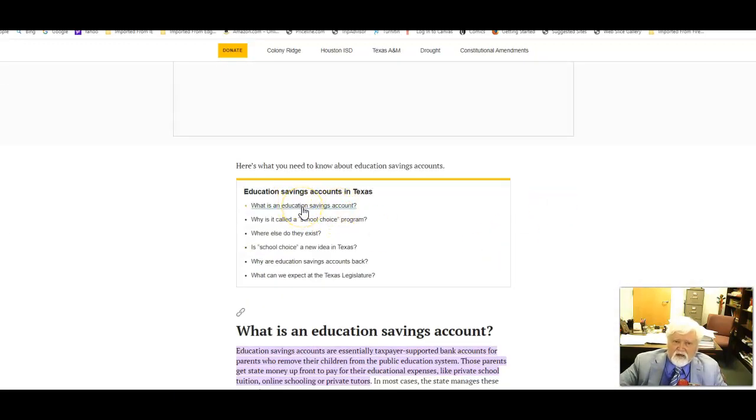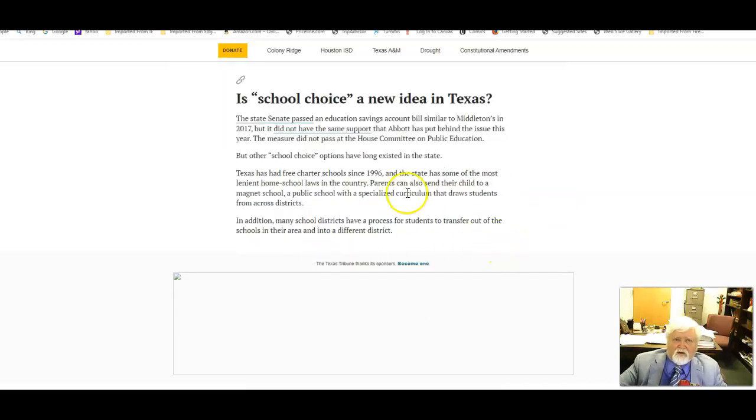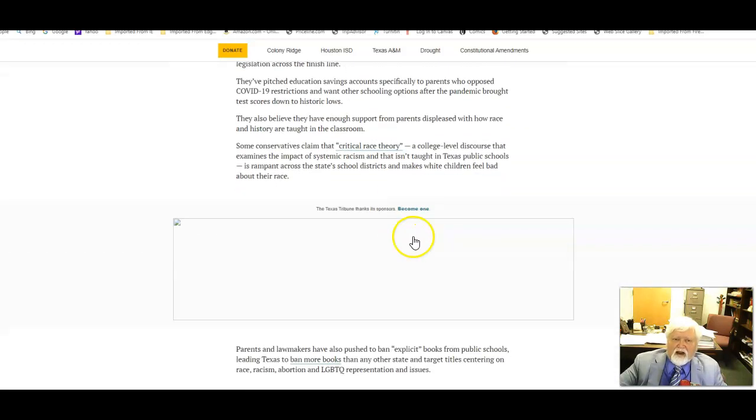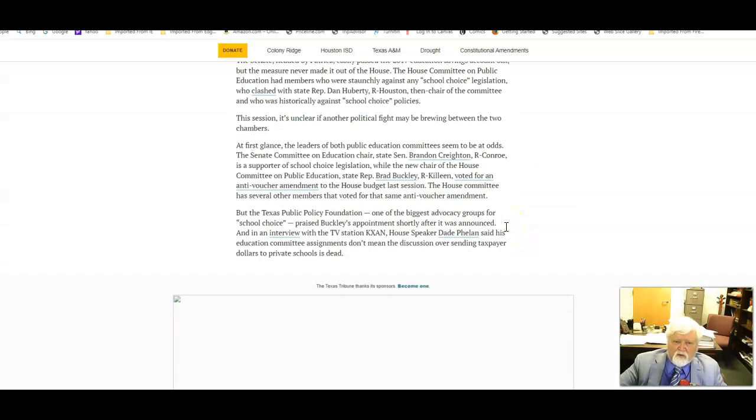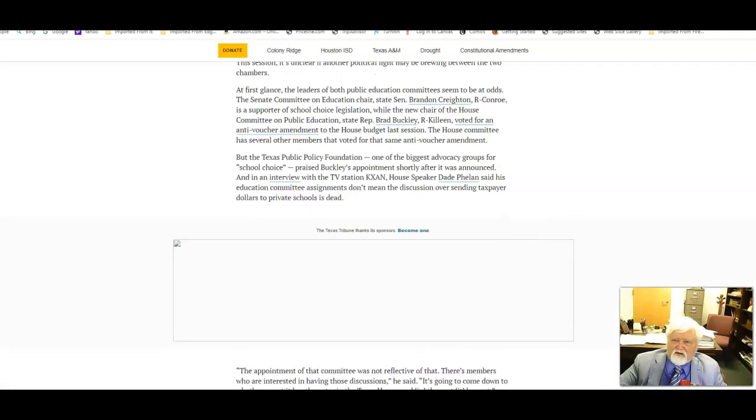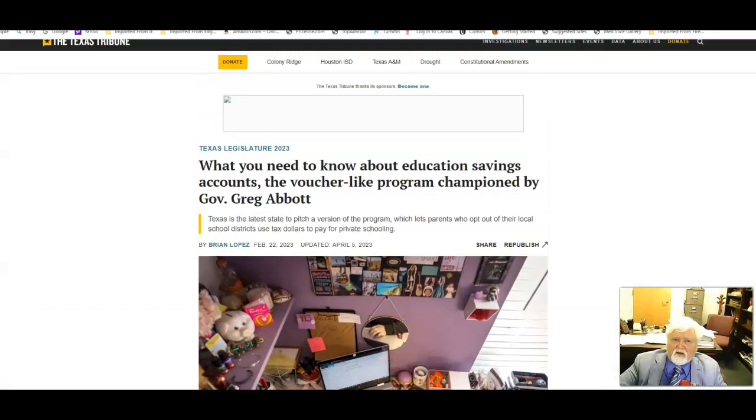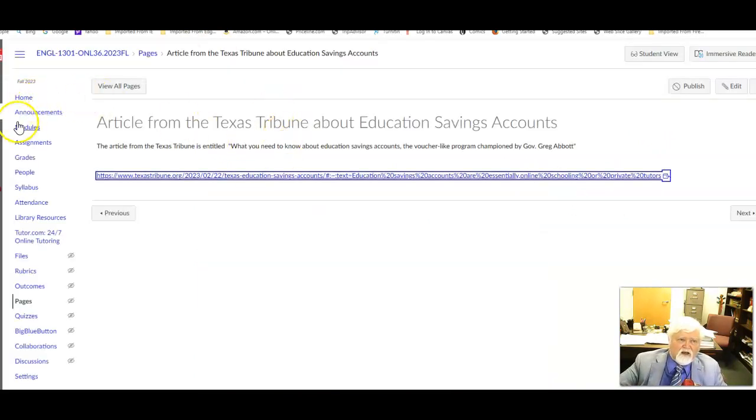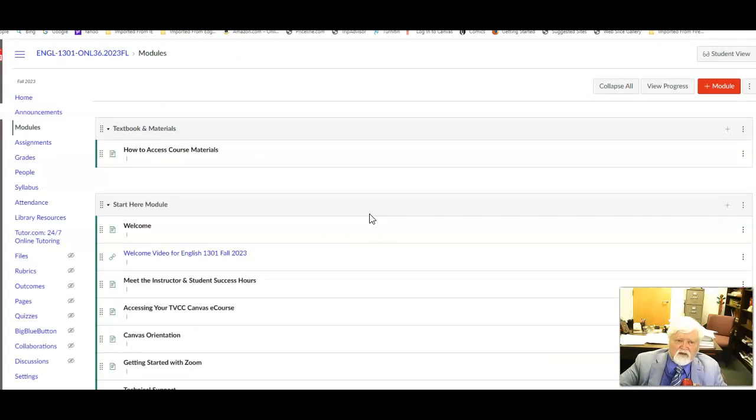And again, you actually can click on the different ones here. Again, is there a new idea? Well, here you go. It talks about some details. Why are they back? Why is it being considered? What can we expect? Again, if you'll note, this is an article from this spring, because this was when the idea was advanced again, presented again, and discussed again. So I try to give you some fairly recent details.